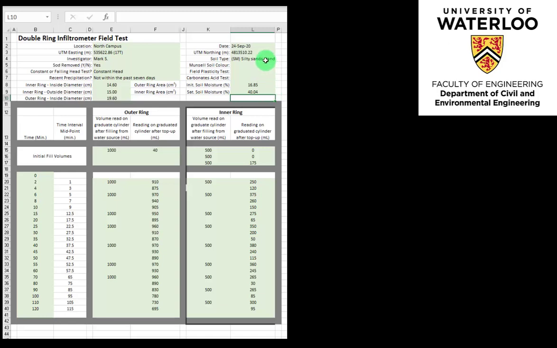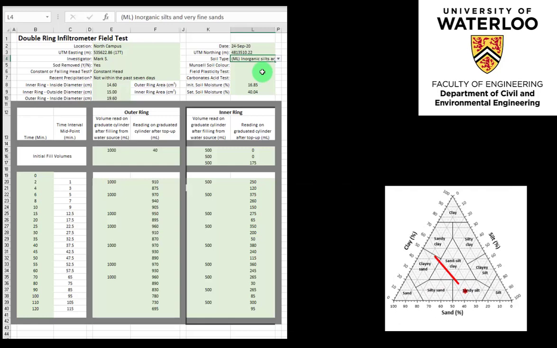Also, based upon the sieve and hydrometer analysis, the soil type classification originally identified in the field will be changed from an SM silty sand designation to an ML inorganic silts and very fine sands designation, based upon the grain size analysis and the hydrometer analysis.